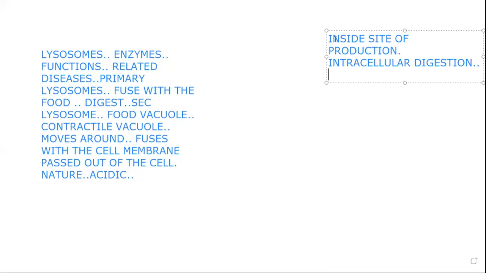Then the removal of the contractile vacuole from the cell membrane, it is removed out of the cell. So that is called exocytosis. It is called exocytosis. Cytosis out of the cell. Pinching off and removing the material out of the cell.